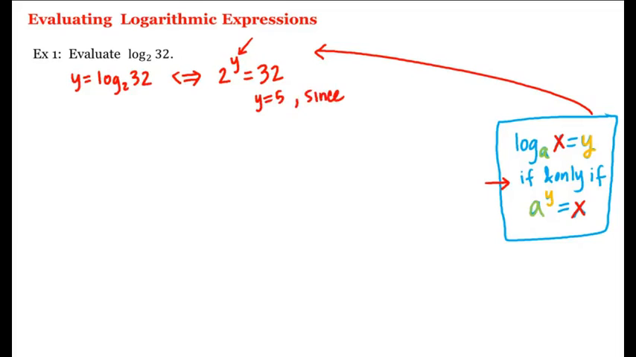Since 2 to the 5th power is equal to 2 times 2 times 2 times 2 times 2, 5 times, which is equal to 32. Therefore, log base 2 of 32 is 5, which would be our answer.